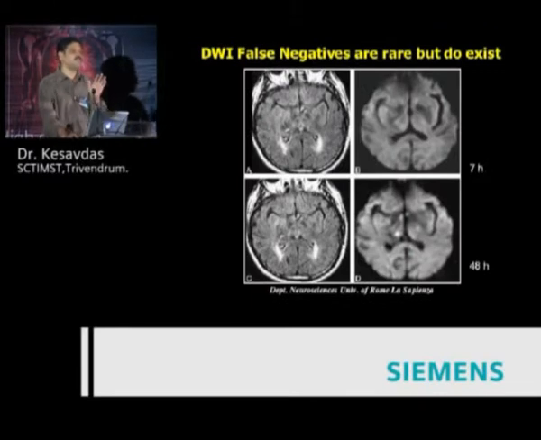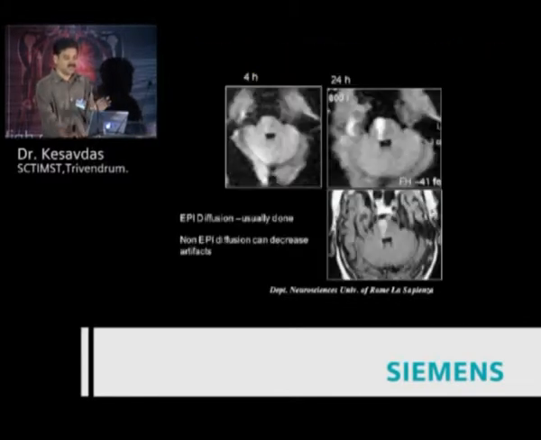False negative diffusion weighted imaging is very well known, and this is mainly seen in the posterior fossa. As you can see, at 7 hours we see a lesion here missed in the diffusion weighted imaging, but at 48 hours you see that same lesion very well in the diffusion weighted sequence. So deep gray matter, it is very well known. Similarly, in the brainstem, it is known that you can miss these diffusion lesions. But can we improve it? Yes, we can improve it in the stroke protocol.